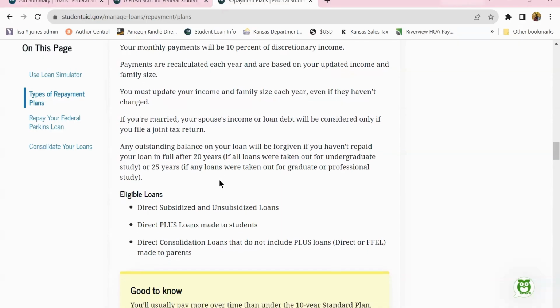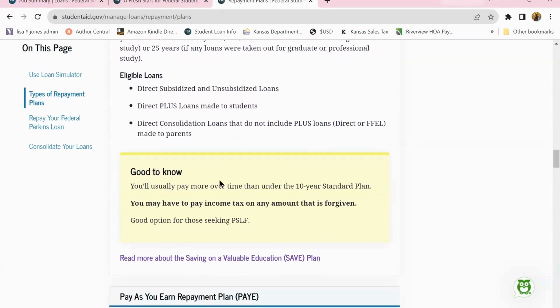Now, a couple things to be mindful of. You will pay more over time. And you may have to pay income taxes on any amount that is forgiven. This is currently something federal is not allowing, saying you don't have to. We don't know how long that's going to be in place. And state is following federal for most states.